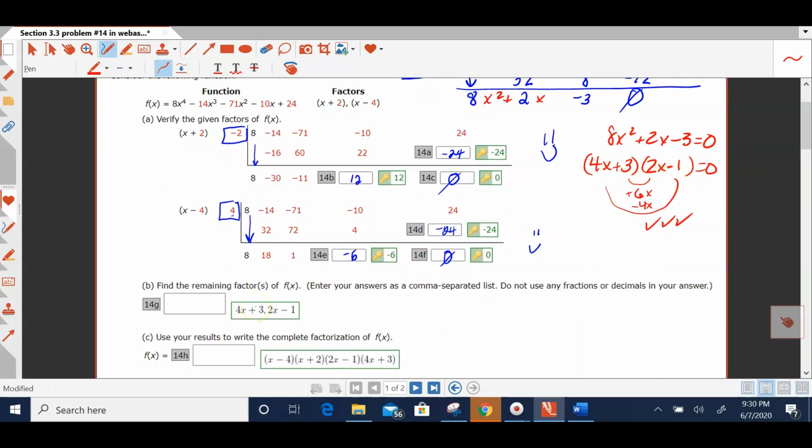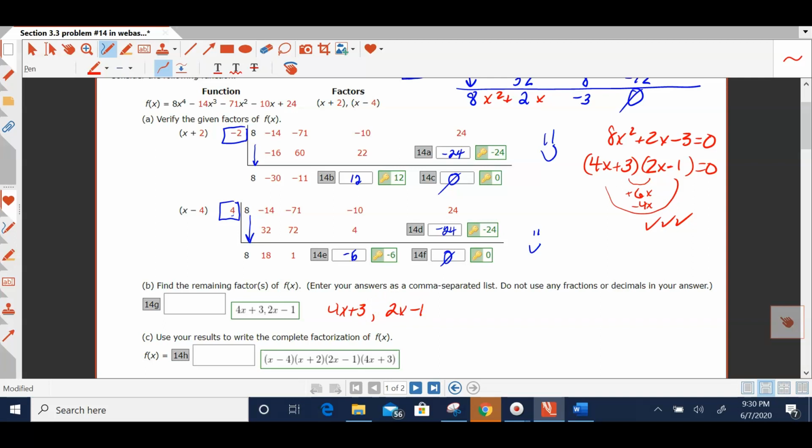And notice they ask us to have a comma-separated list, and we do not put them in parentheses. So notice it's just 4x plus 3 is one factor, comma, 2x minus 1 is the other factor.